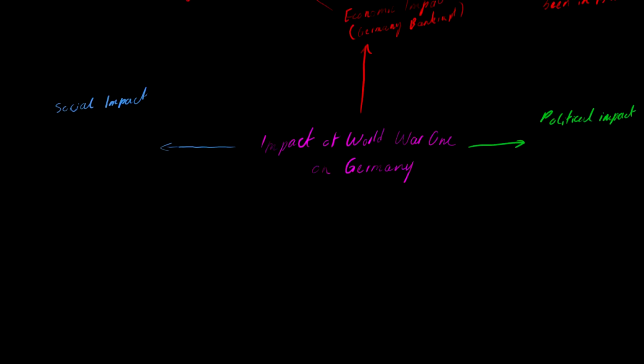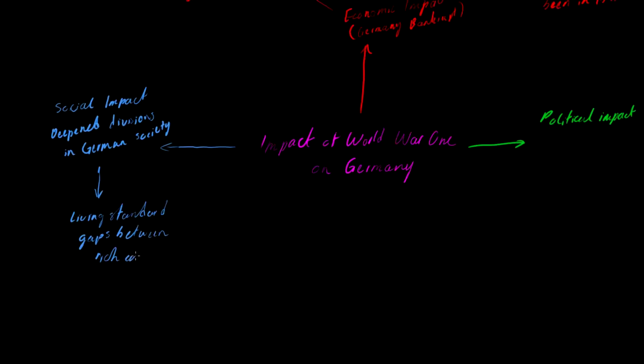Let's take a look at some of the social impacts. So the war really deepened divisions in German society. There were huge gaps between the living standards of the rich and the poor. So I'll just write living standard gaps between rich and poor.